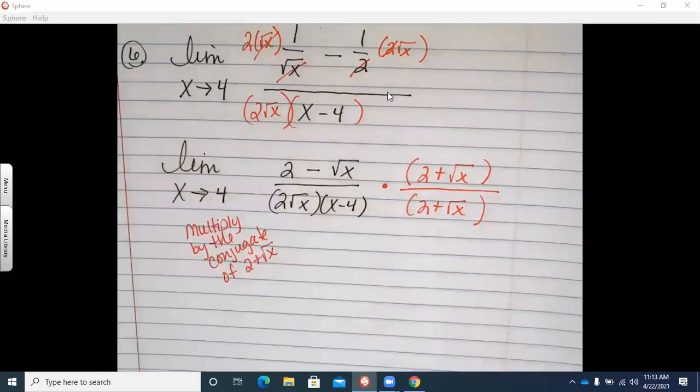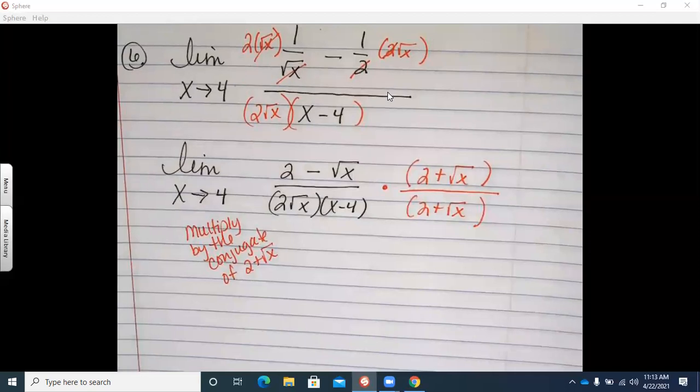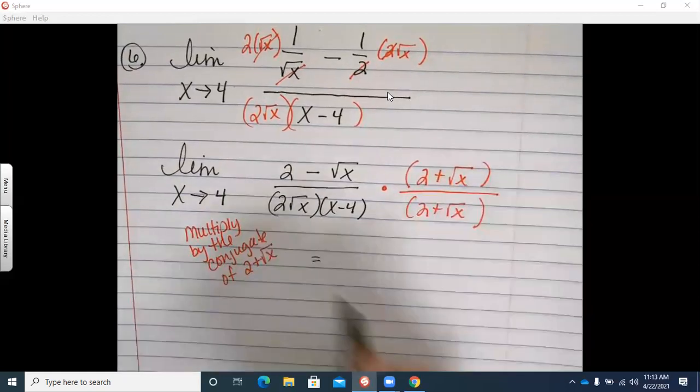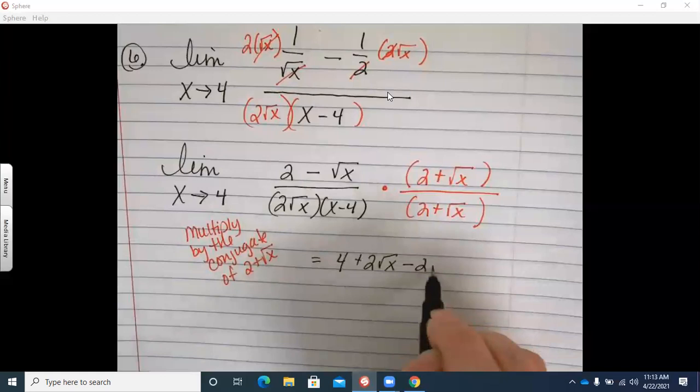Because what we're trying to do, we're trying to get the numerator to turn into something that has a x minus 4 in it, okay? And you're like, well, this doesn't look like that's going to do it, but let's just give it a whirl. So when we distribute, in my numerator, 2 times 2 is 4, plus 2 square root of x minus 2 square root of x. See how it's going to make those go away.